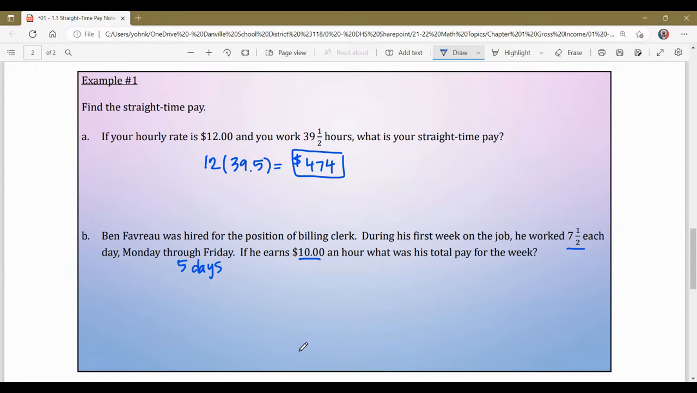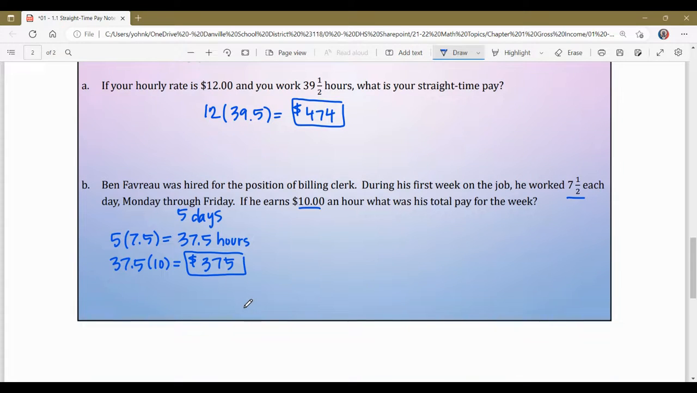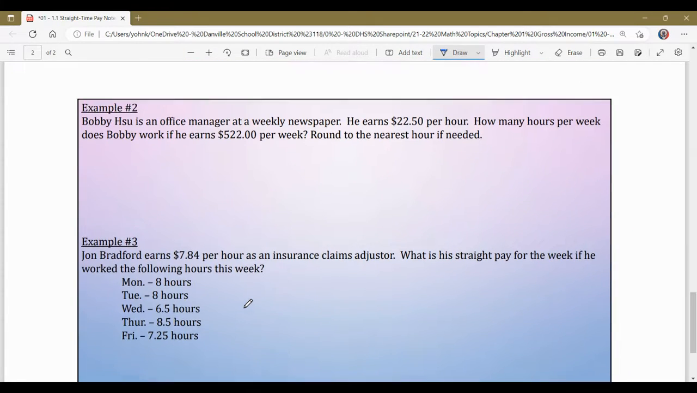All right, well, first we have to figure out how many hours he worked during the week. So I need to take each of the 5 days and multiply by 7.5. This is going to give me 37.5 hours. Then I can take the number of hours that he worked, 37.5, and multiply by $10. This is going to give me a weekly income of $375. All right, so just take the number of hours that you work and multiply by how much you get an hour.